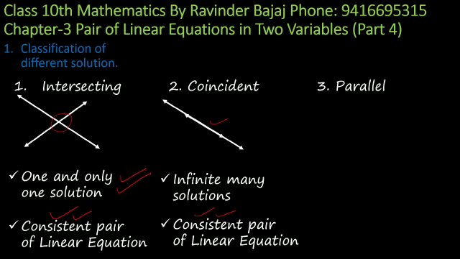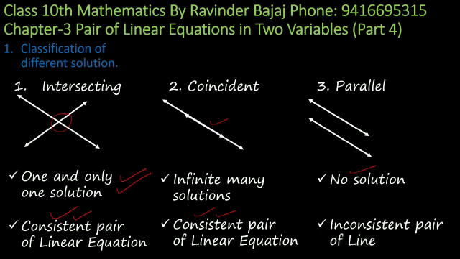Third one is parallel lines. If two lines are parallel to one another, they will never meet. If they never meet, then there is no solution. So a pair of linear equations whose lines are parallel will not give you any solution. And this type of pair of linear equations is called inconsistent. Inconsistent means there is no solution. Consistent means there is a solution. One or many, that is a different question.